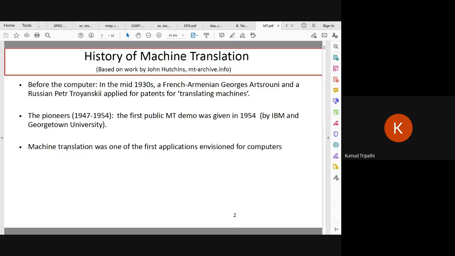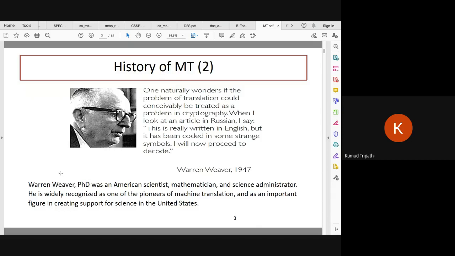Machine translation was one of the first applications envisioned for computers. There was an American scientist and mathematician, Warren Weaver, who said, "One naturally wonders if the problem of translation could conceivably be treated as a problem in cryptography." Here he wants to relate the machine translation problem with cryptography. So how is he relating them?